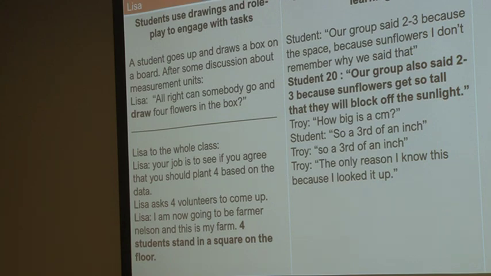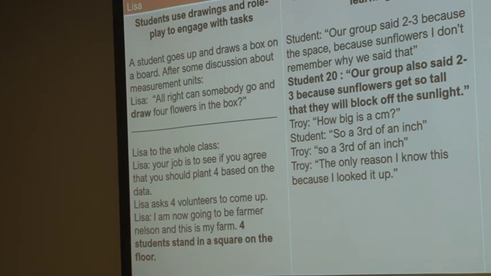And then Lisa also helps people think like they are Farmer Nelson. She says your job is to see if you agree that you should plant 4 based on the data. And there was also some other talk in here about how you are Farmer Nelson, you've got to sell some sunflowers, right? You've got to harvest some sunflowers.